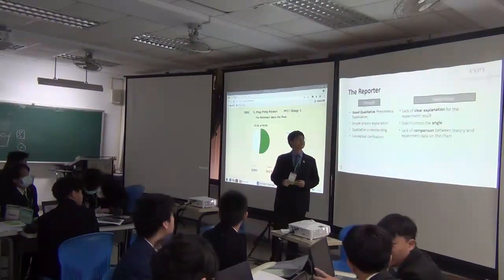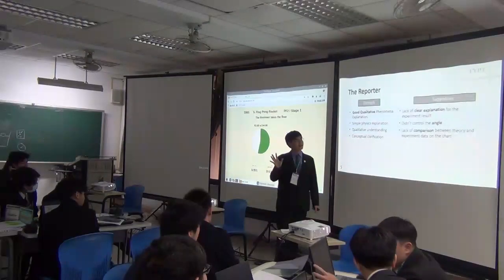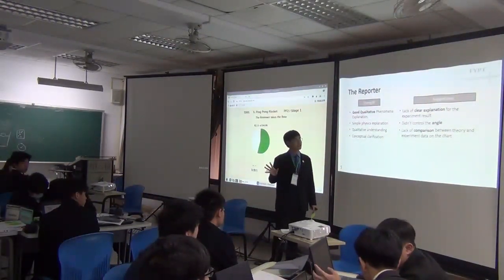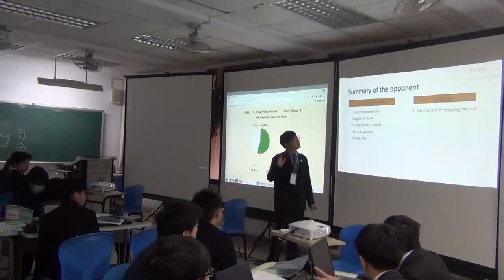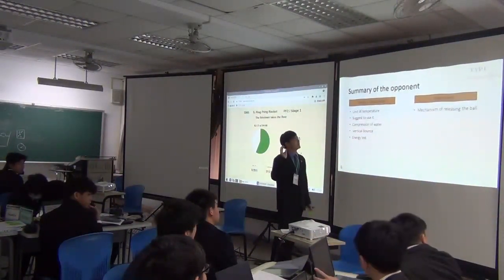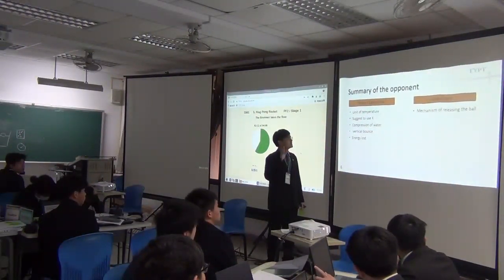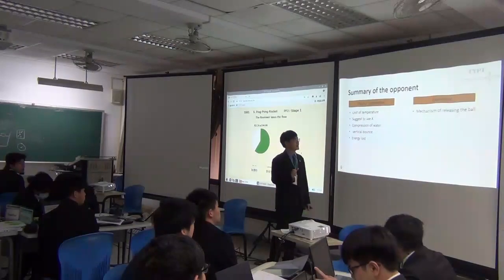And you guys have clear explanations for experimental results, but she didn't control the angle well, and there is a lack of comparison between the theory and the experiment data on the chart. I think in the theory summary, he uses the unit of temperature, and he suggests using K, and covers the conversion of water and vertical bounds and energy loss.